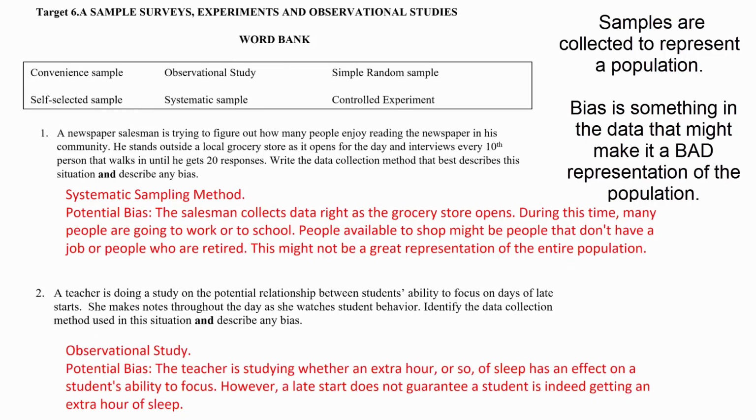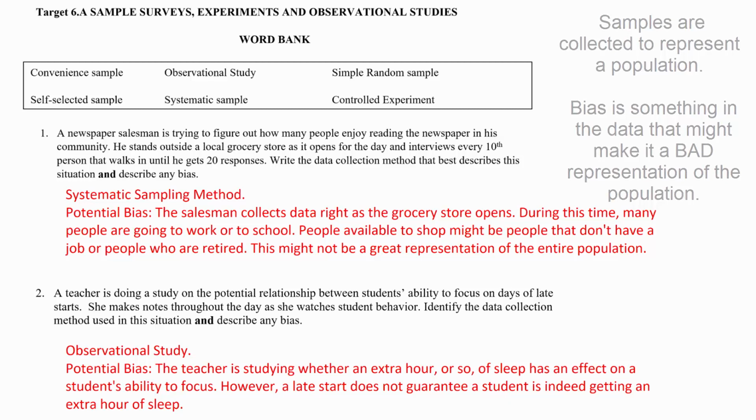Now it's important that I'm giving this bias based on my understanding that I think the teacher wants to study the effect of having an additional hour or so of sleep. So if this teacher is just trying to figure out if simply installing a late start day helps students' ability to focus or not, then maybe that would be okay for data. Maybe she doesn't really care if students actually got an additional hour of sleep. She's just trying to figure out, okay, let's say there's a late start day and we start school later, does that actually help students' ability to focus?